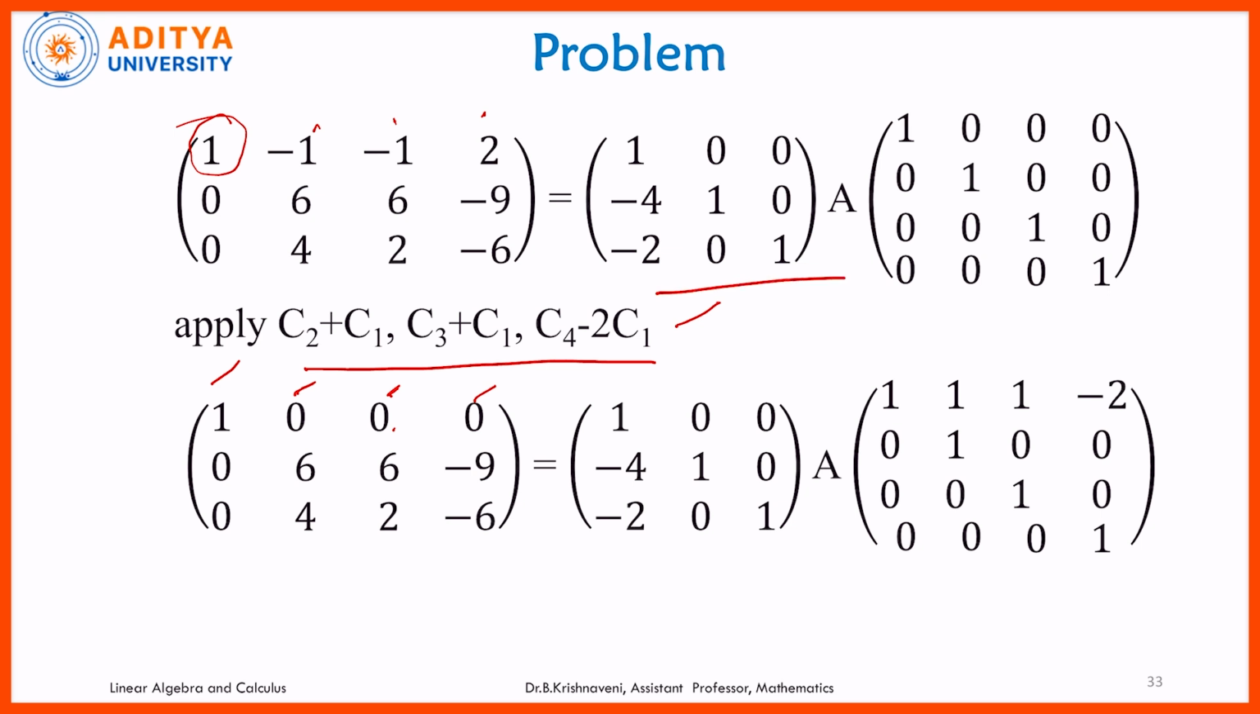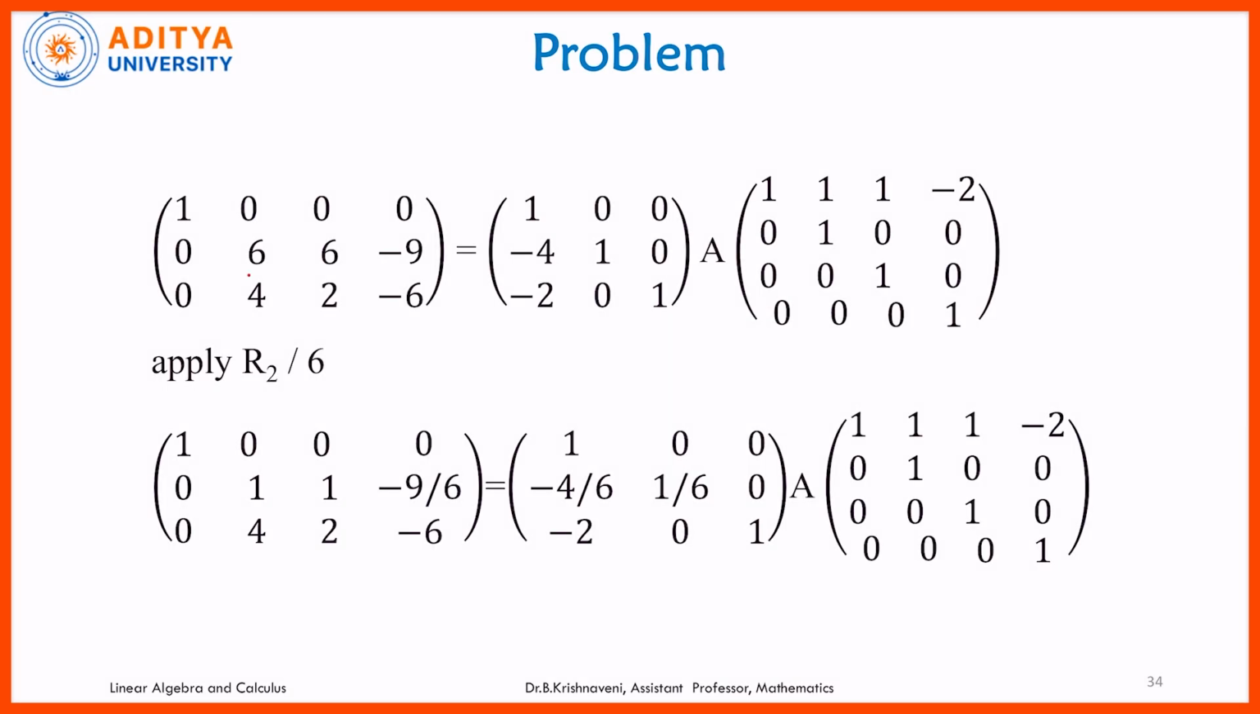Now you can see the prefactor will remain the same as before, since we are applying column operations. Hence we need to apply them only on the postfactor. Now apply the operations in this postfactor. The first column remains the same. The second column C2 plus C1 gives 1 1 0 0, applying C3 plus C1 on C3 gives 1 0 1 0. Finally C4 becomes -2 0 0 1.